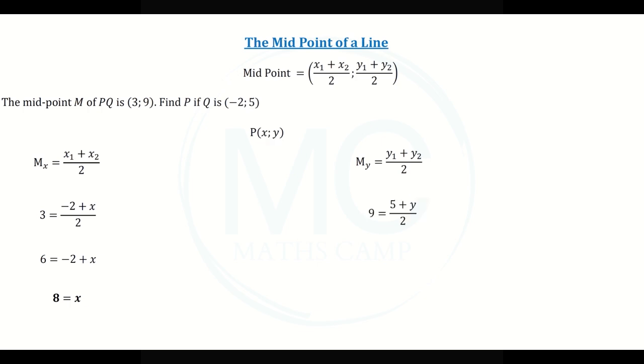Let's multiply both sides by 2, and we get 18 is equal to 5 plus y. To get y by itself, we subtract 5 from both sides. 18 minus 5 gives us 13, which is equal to y. Now P has an x-coordinate of 8 and a y-coordinate of 13. So we can write our final answer as P with coordinates 8, 13.